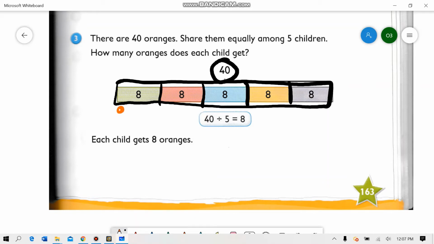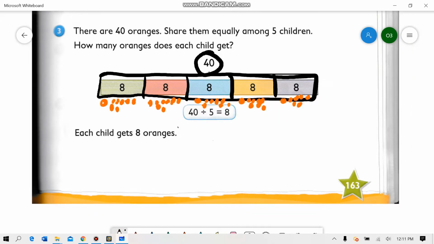Okay, 1, 2, 3, 4, 5, 6, 7, 8, 9, 10, 11, 12, 13, 14, 15, and so on, counting up to 30, then 31, 32, 33, 34, 35, 36, 37, 38, 39, and 40.